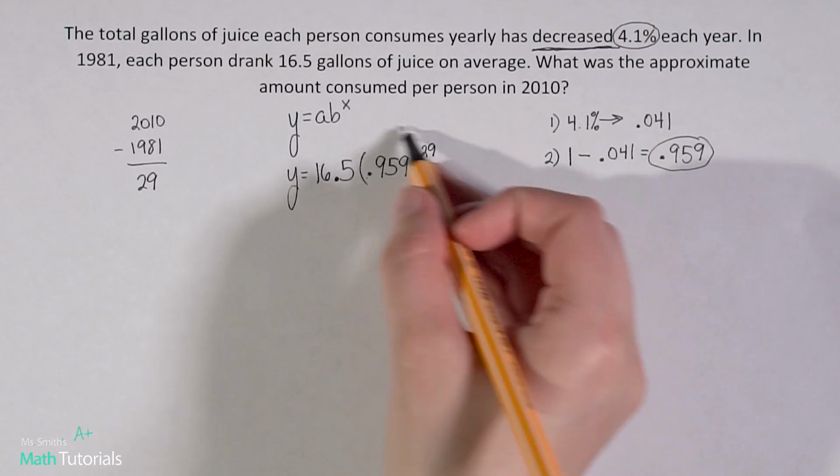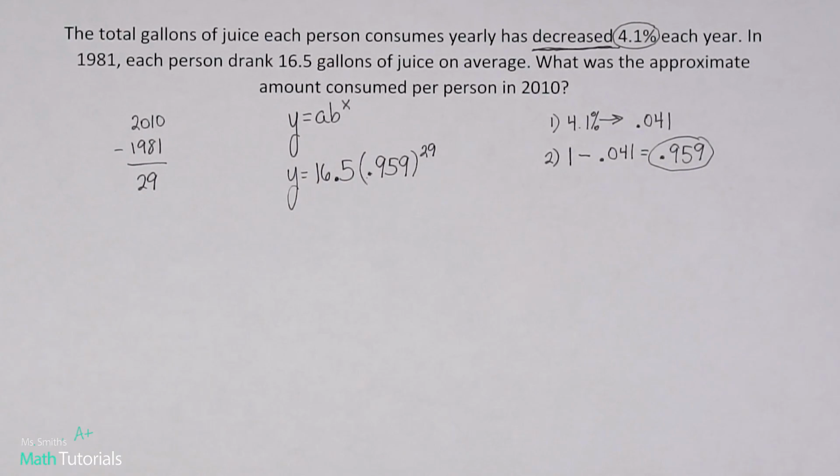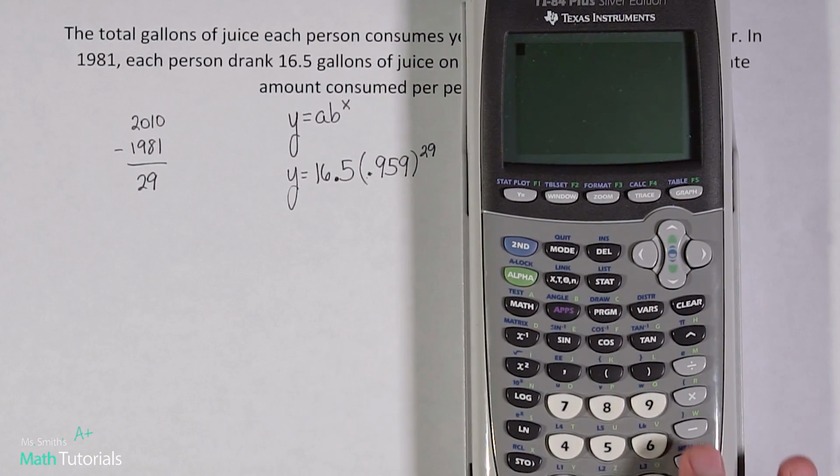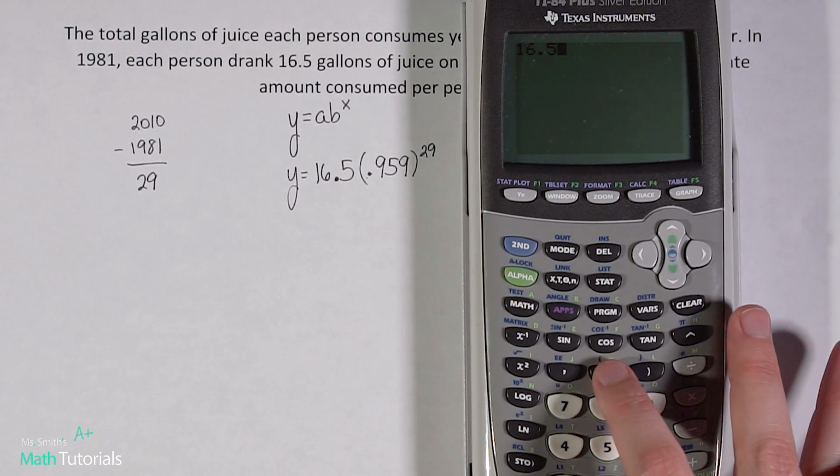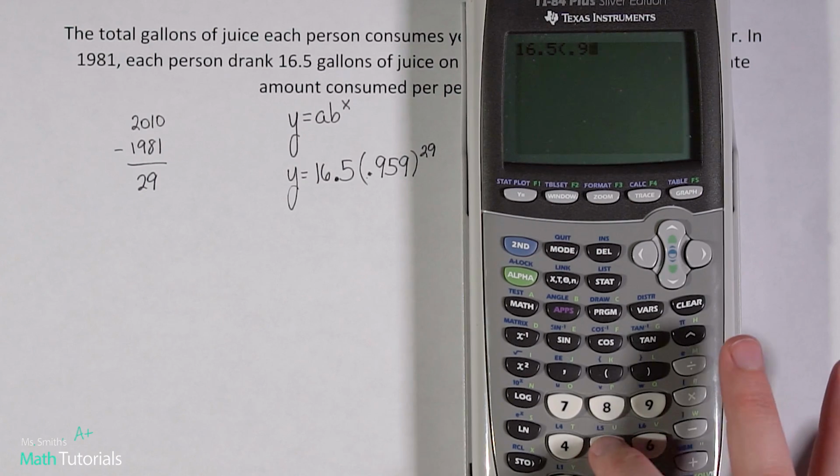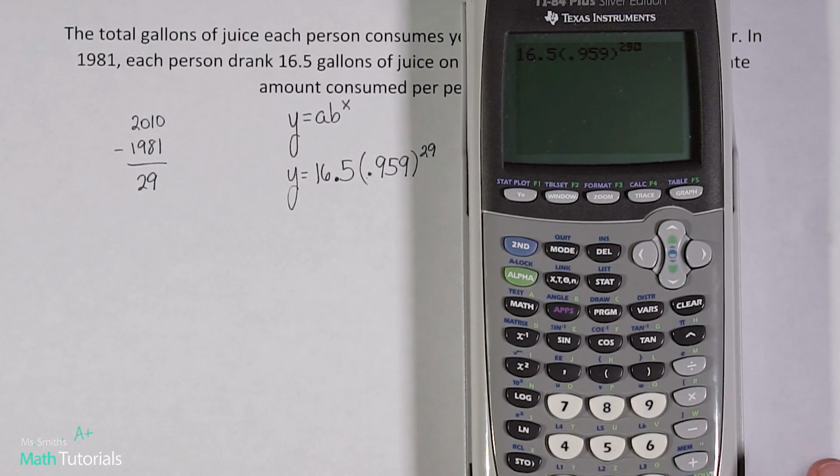So now that I've got my formula, I've got each part filled in, I can just put it straight into my calculator. So 16.5 times 0.959 to the power of 29. Okay. Now, I definitely want to round that decimal. I do not want to list that whole thing in my answer. And it says approximate. We're talking about gallons. So you can absolutely have half a gallon or a third of a gallon or a decimal of a gallon. We can't do that with people, but we can with things like gallons.